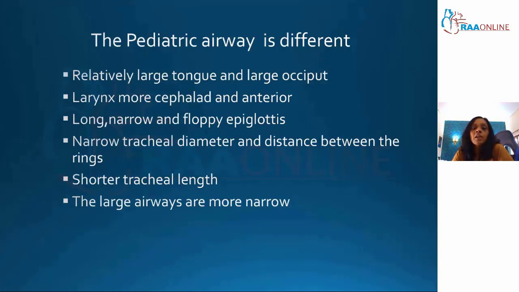So, like we know, the resistance is inversely proportional to the fourth power of the radius. So if there is an anatomic or a physiologic obstruction, the resistance is much more affected when compared to an adult, where the tracheal diameter is wider. So children are prone to airway obstruction much more easily when compared to adults. The tracheal length is shorter.